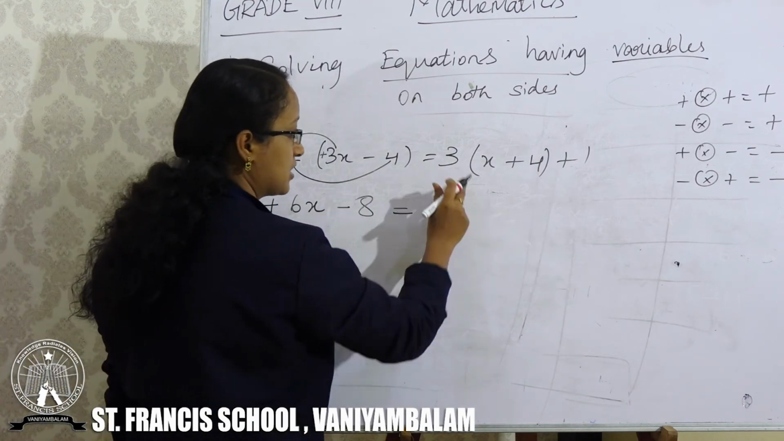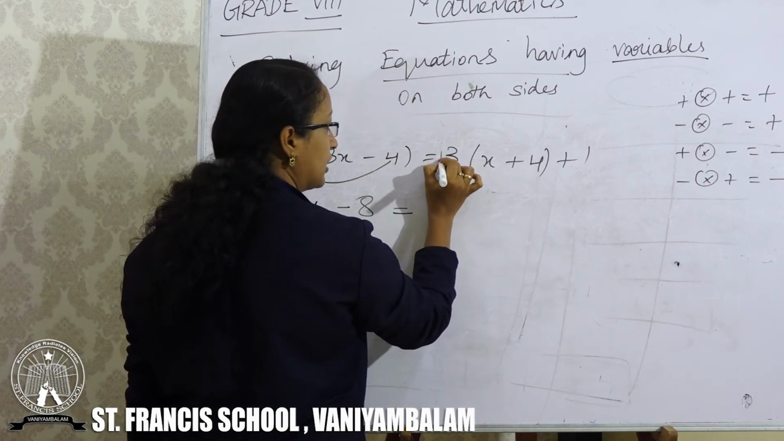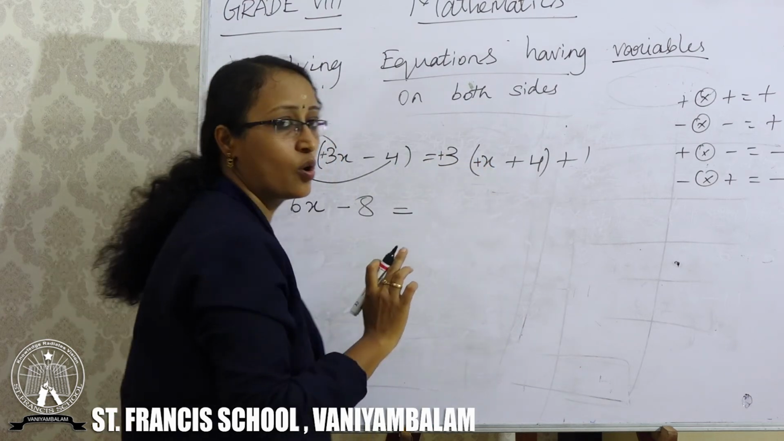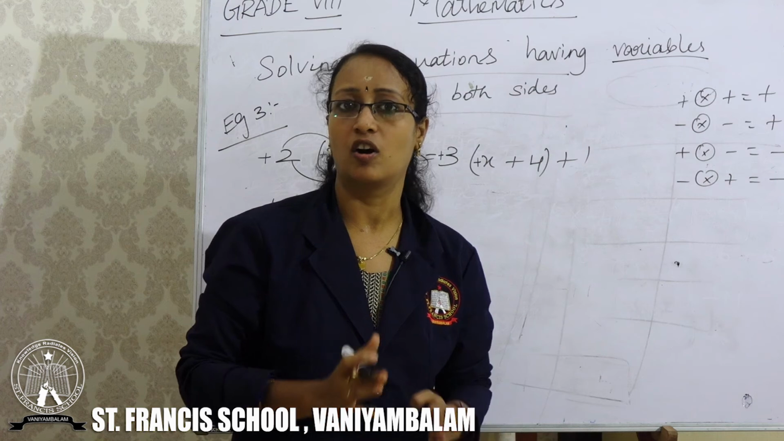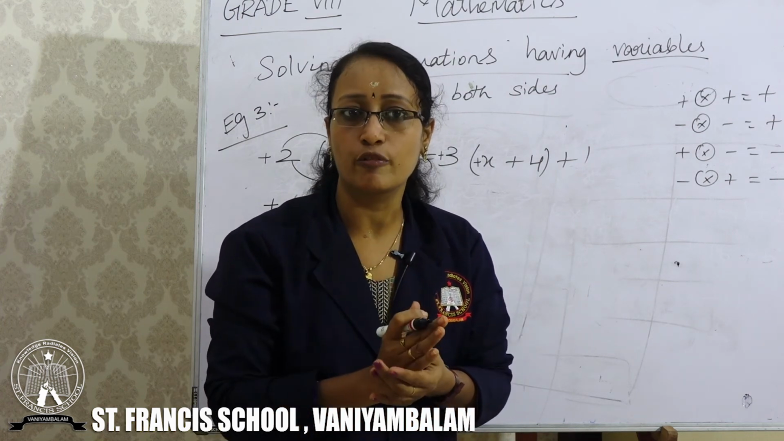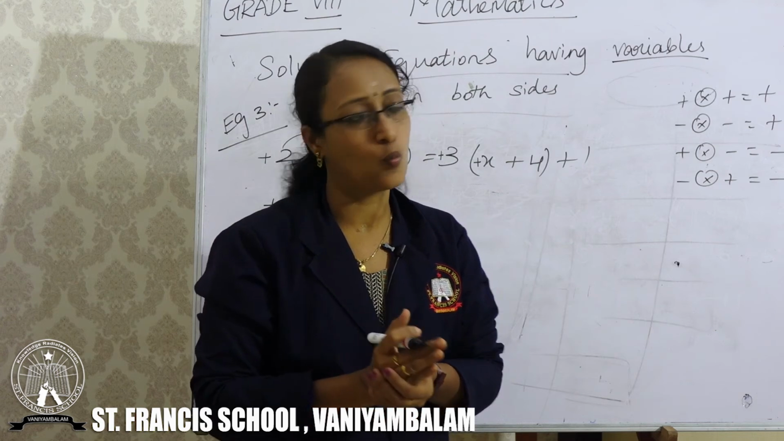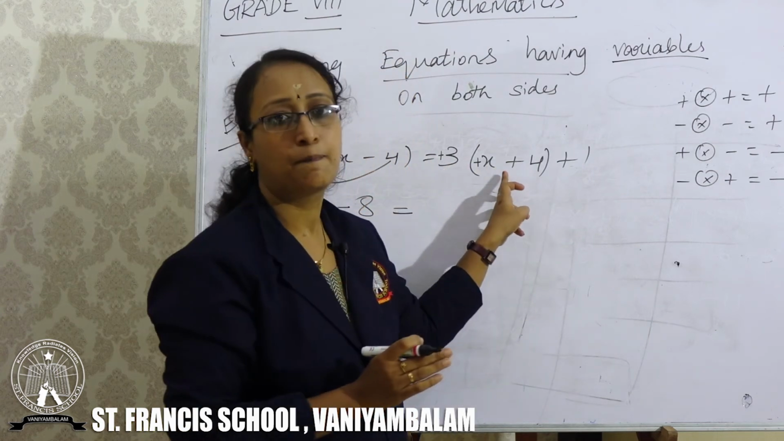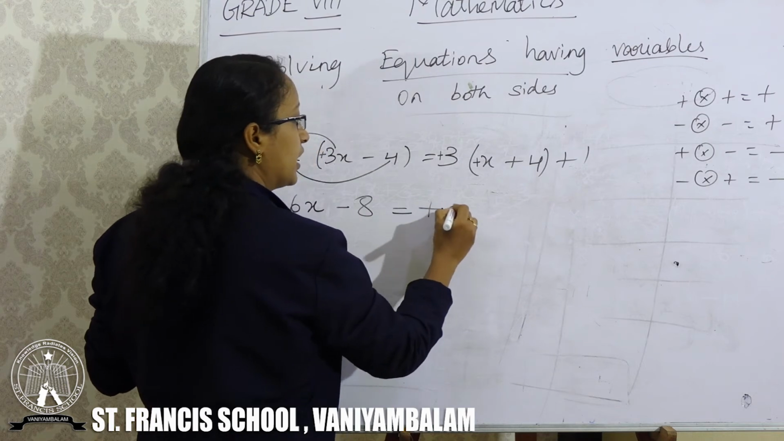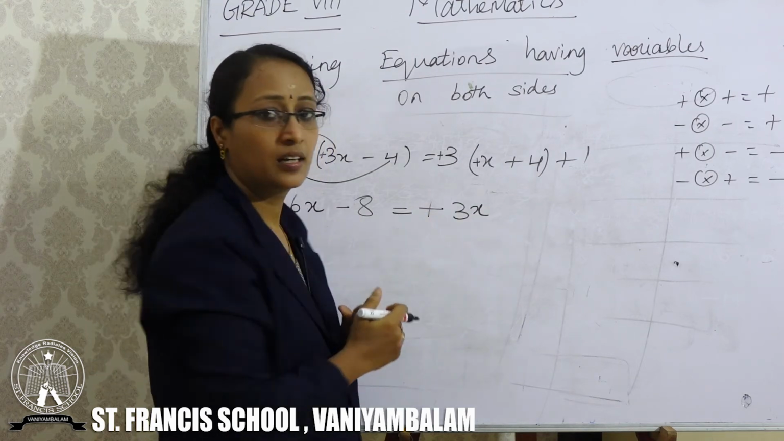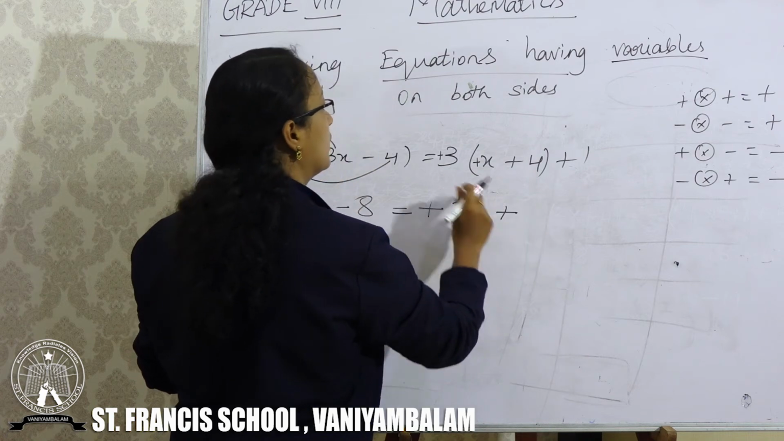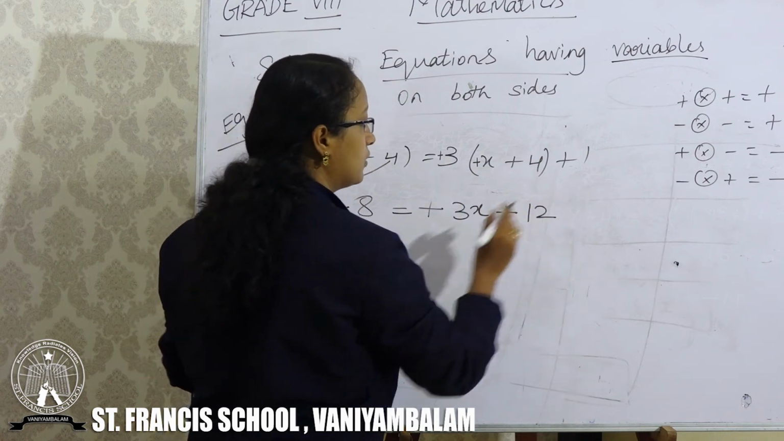Yes. Next, 3. What is the symbol for 3? Plus. Symbol for x? Plus. If there is no symbol for any number or variable, consider it as a positive sign. If there is no coefficient, you have to put 1. So plus 3 plus x. Plus into plus is plus. 3 into x is 3x. Yes. Next, plus into plus, again plus. 3 into 4, 12. Right?